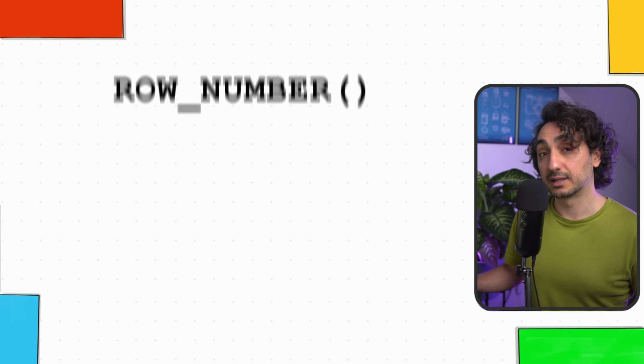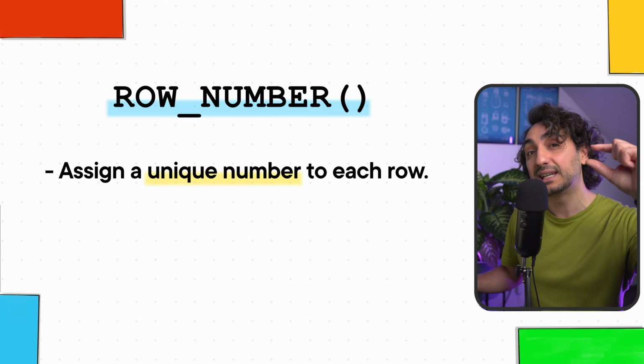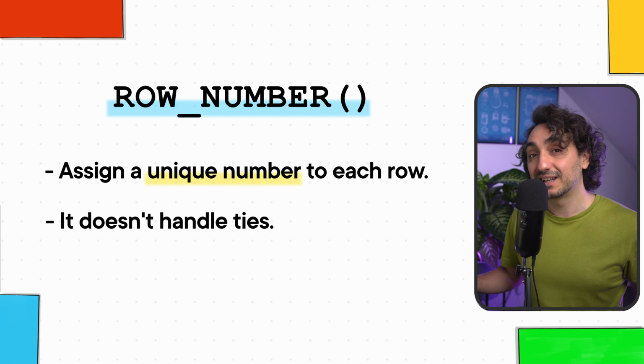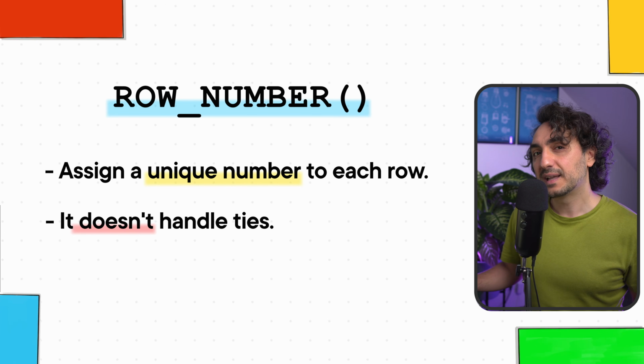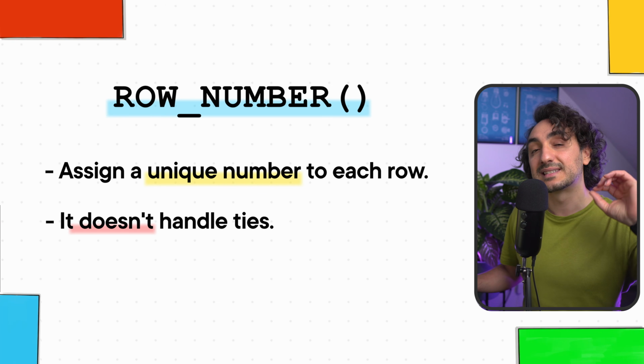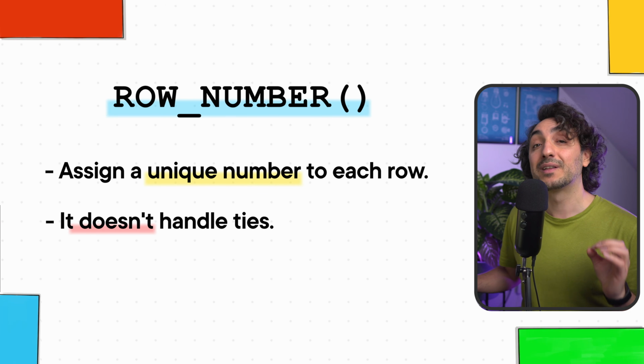Alright, so what is a row number? In SQL, the row number function is going to assign a unique number as a rank to each row, and it doesn't care at all about the ties. That means if you have two rows sharing the same value, they will not share the same rank.